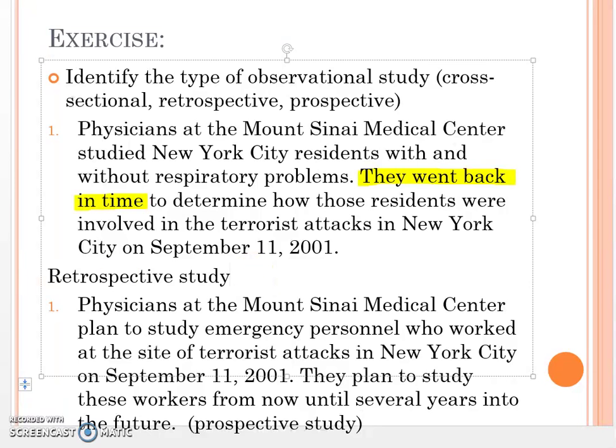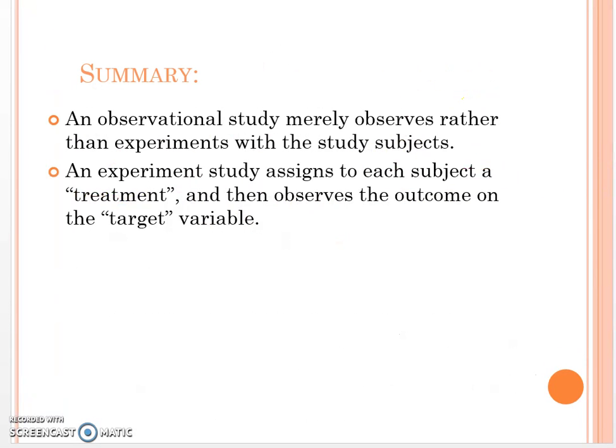Okay, so this is pretty easy. Just need to see when they are collecting the data. If it's in the past, then it's retrospective. If it's in the future, then prospective. If it's at one time, that's going to be cross-sectional.